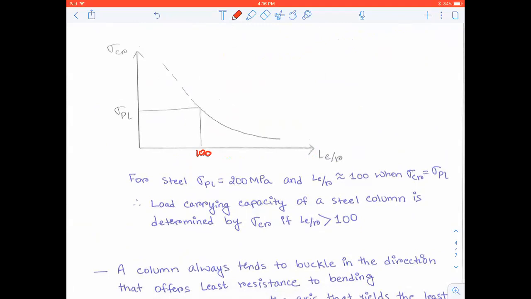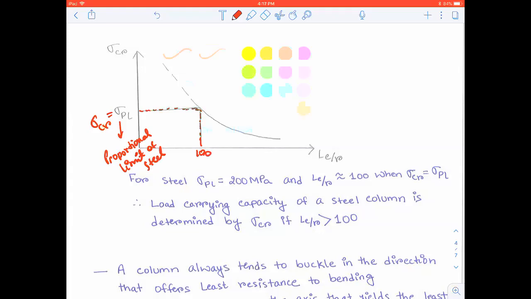Okay, so at a slenderness ratio of 100, the critical stress that you're going to see is this value, and it is equal to the proportional limit of steel. So what does this mean? This is very important. It means that if your slenderness ratio is less than 100, the critical stress is much higher than the proportional limit.